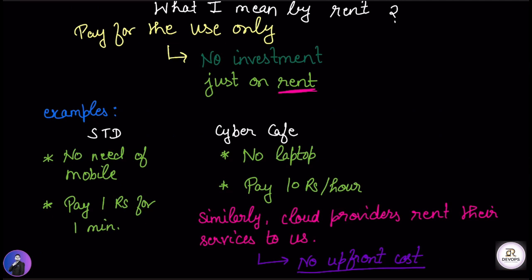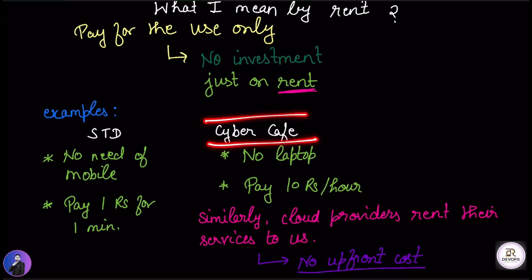Before diving into the service models, I would like to clarify how rent works. For example, we have seen STD booths. So, what is the use of a mobile? The primary purpose of the mobile is to have communication. If you want to purchase a mobile, you have to buy it with a large amount of money. You need to buy the SIM. You need to have the recharge in that SIM. But instead, in an STD booth, you just need to go to the shop, dial the number, and for however much time you wanted to talk, for that particular time, you need to pay the money.